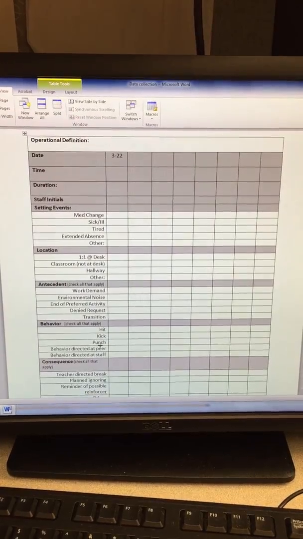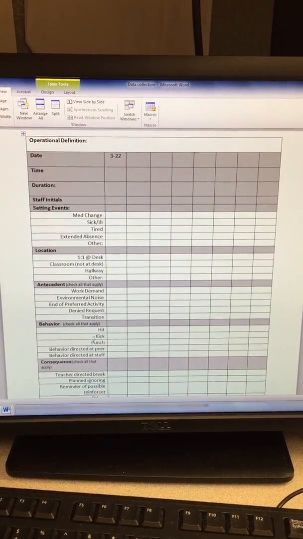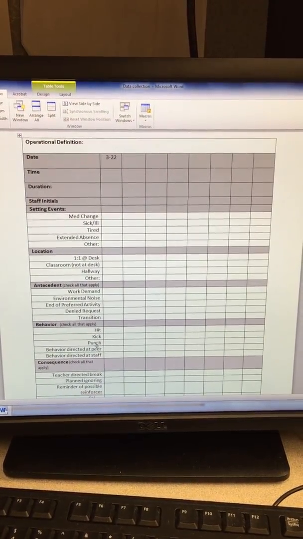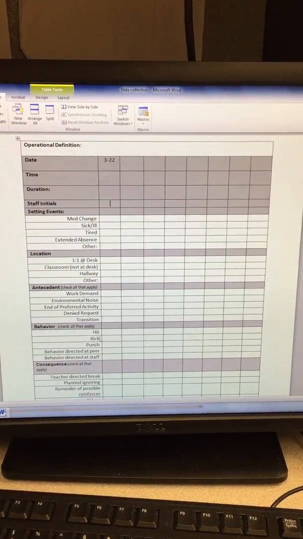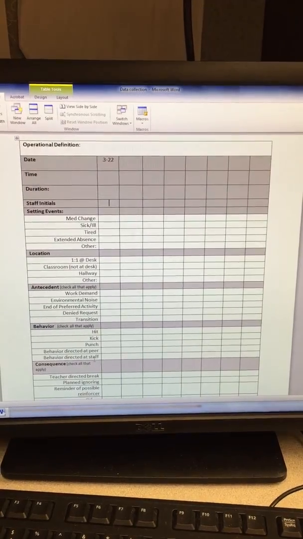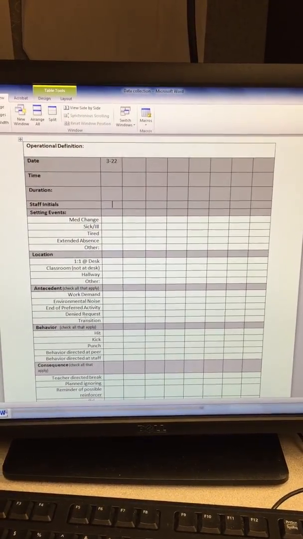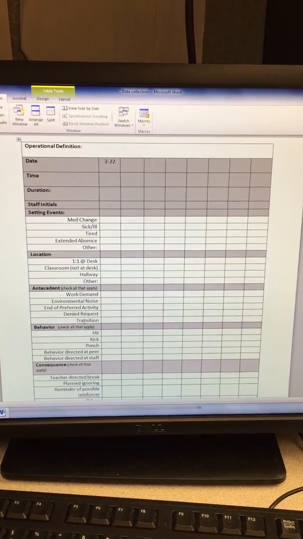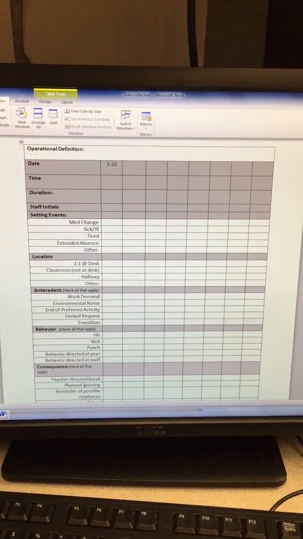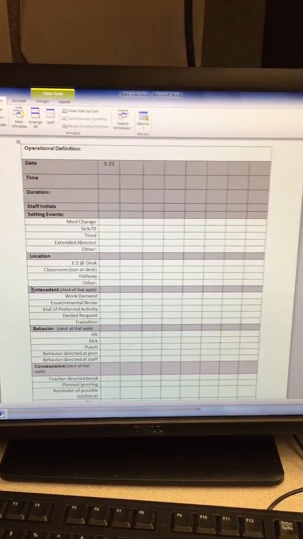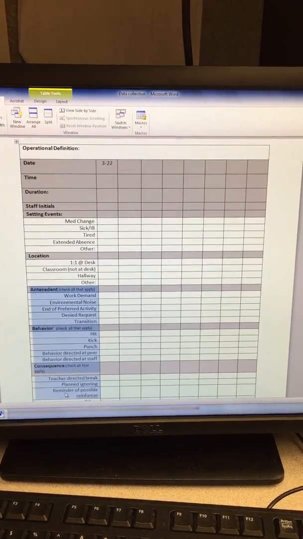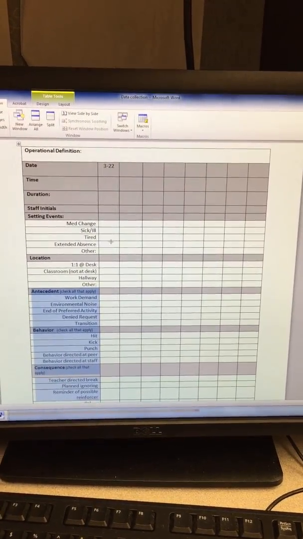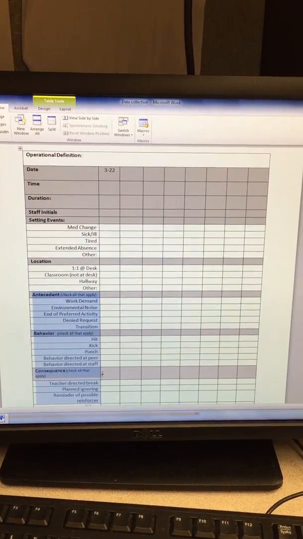Now the biggest thing is, prior to doing this, you're going to want to auto-populate this. So I assume that your targeted behaviors aren't hitting, kicking, pushing, behavior directed at peer, behavior directed at staff, things like that, and your antecedents may be different than that as well. So you can auto-populate all of these sections, so whenever you go in to collect data, it's really nice and easy for you. So again, you're going to go ahead and list all of this information.